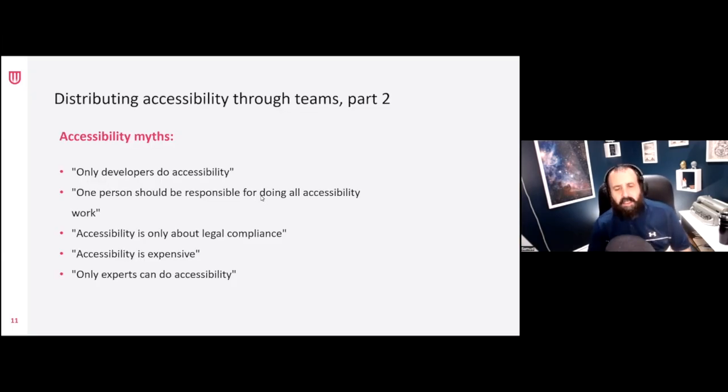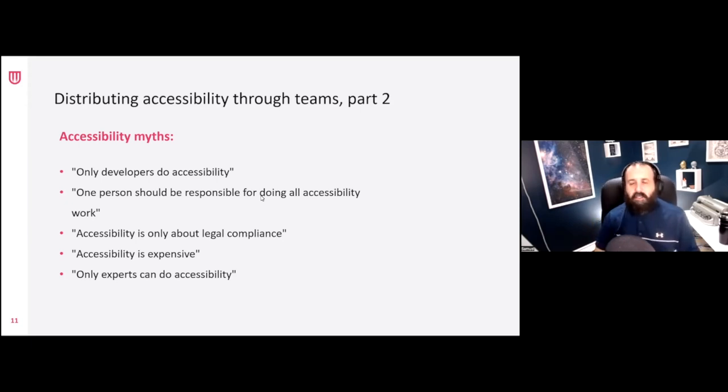But there are a lot of accessibility myths. For example, that only developers do accessibility. Of course, developers have an important part to play in accessibility, but in order for a developer to write code that is accessible, they need to be given designs that are accessible. They need to be given UIs to create that are accessible. They need to be given systems and processes that have been thought out with accessibility in mind.